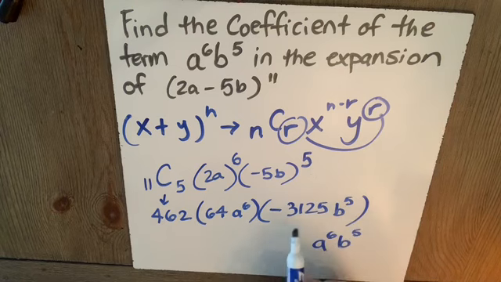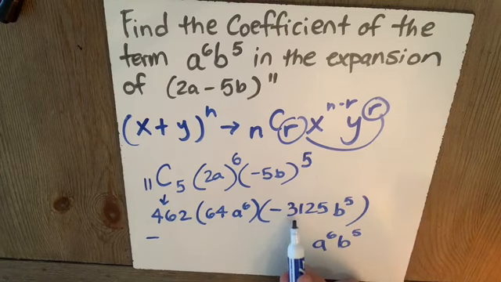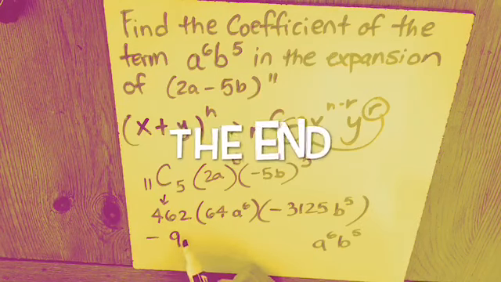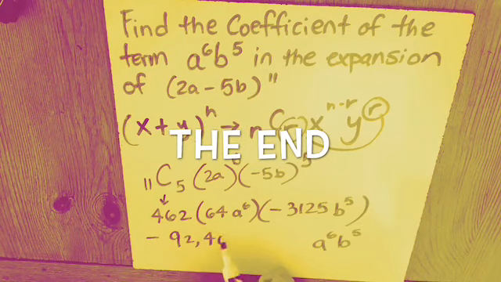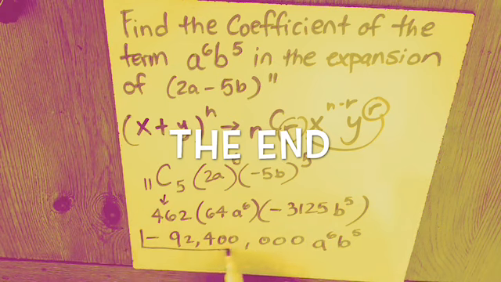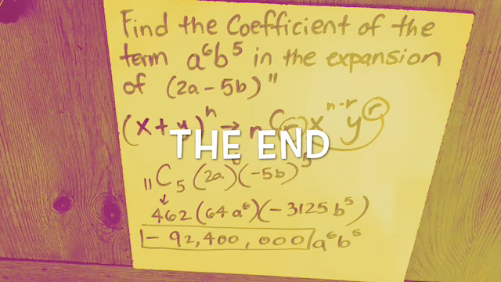And of course, this is going to give us a to the 6th, b to the 5th. When I multiply a negative times a positive, I get a negative. And 462 times 64 times 3125 is going to give me negative 92,400,000. So the question is, what is the coefficient? Well, there is our coefficient, negative 92,400,000.